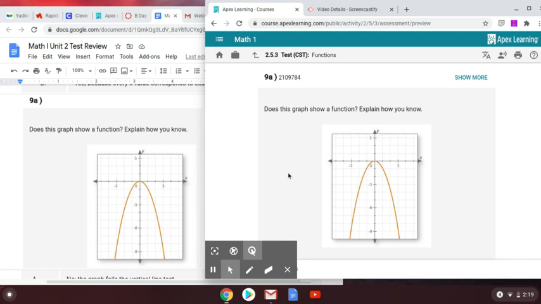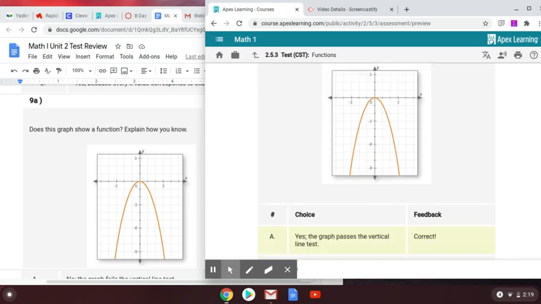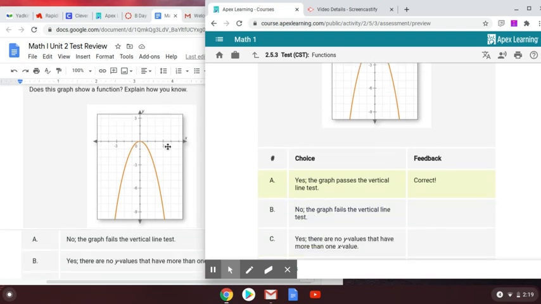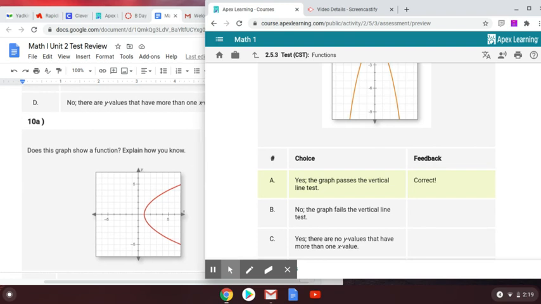Okay, 9a. Does this graph show a function? Yes, it does. It passes the vertical line test. Remember, if you can put a vertical line anywhere through this graph and it only crosses at one place, then it is a function. So yes, it passes the test.